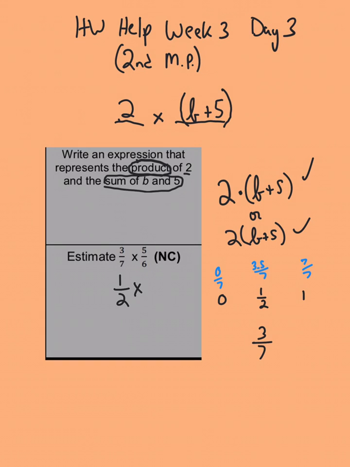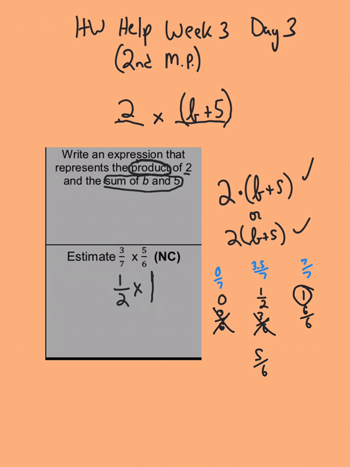Now 5/6, we're going to do the same thing, but with 5/6 this time. Okay, so first off, 0/6 is 0. 6/6 is 1, and half would be 3/6. So where would 5/6 be closest to? Is it closest to 0/6? No. 3/6? No. 6/6? Yes. So that means 5/6 rounds to 1. Oop, I almost wrote 1/2.